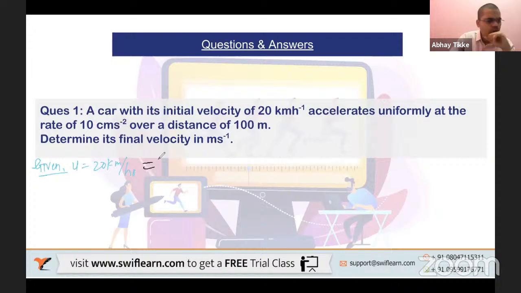Kilometer to meter, how do you convert? 1 kilometer equals how many meters? 1000, right? And 1 hour equals how many seconds? 1 hour equals 60 minutes and 1 minute equals 60 seconds, isn't it? So 60 into 60 seconds. Very simple, right? So do that then.